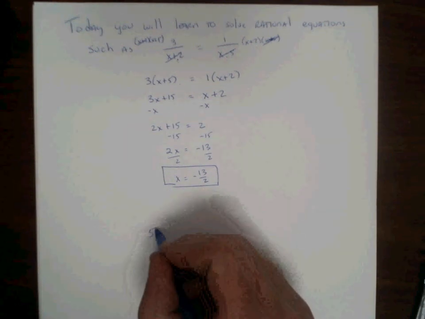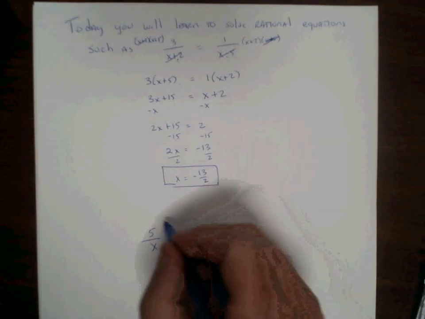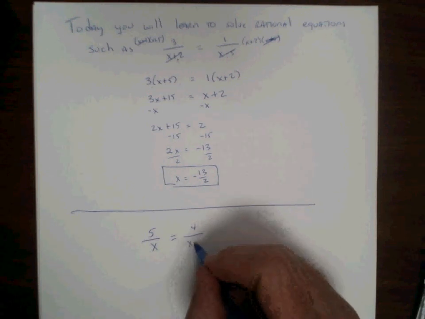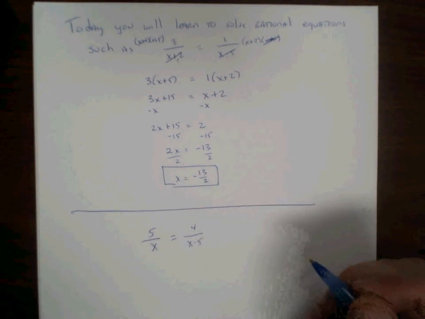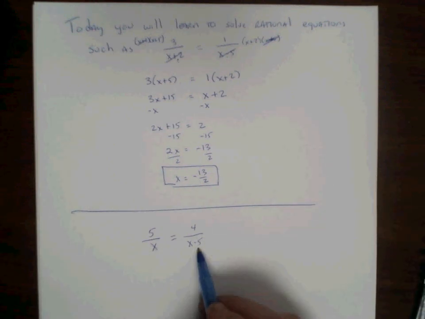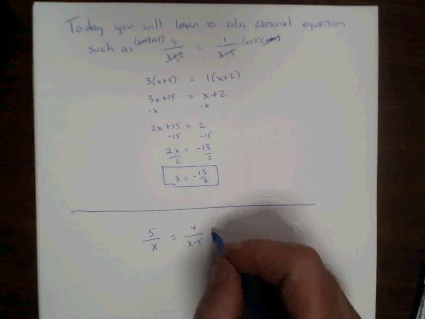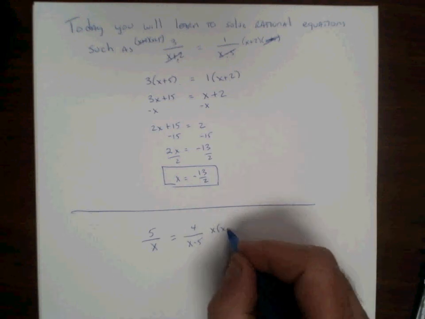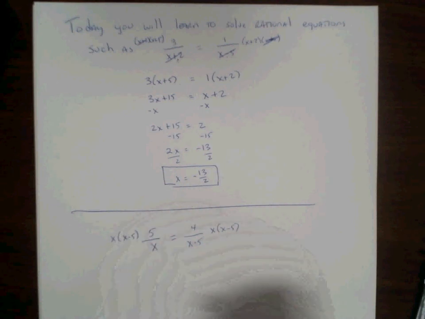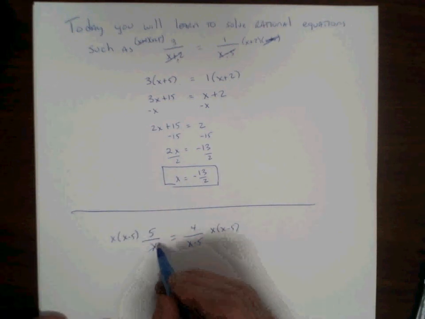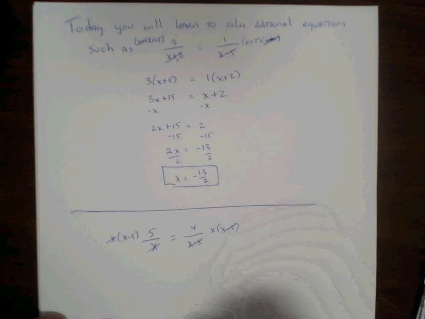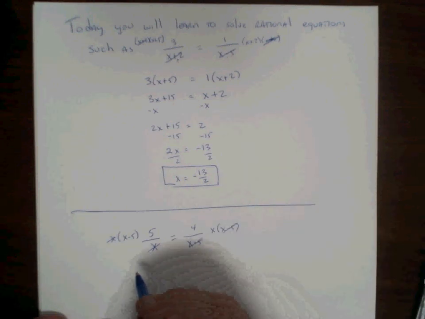Let's try another one. Let's do 5 divided by x equals 4 over x minus 5. This left side is dividing by x. This right side is dividing by x minus 5. So we're going to multiply both sides by x times x minus 5. Division by x and multiplication by x cancel each other. Division by x minus 5 and multiplication by x minus 5 cancel each other.